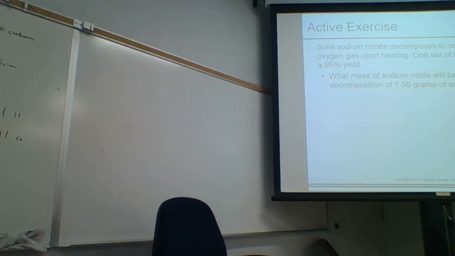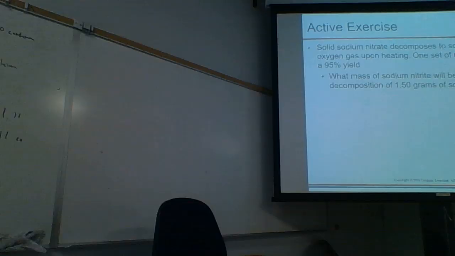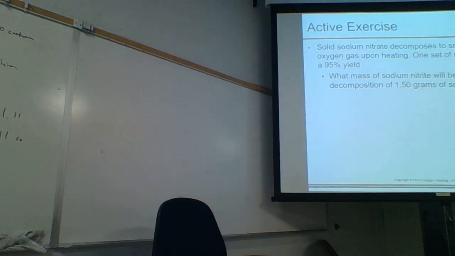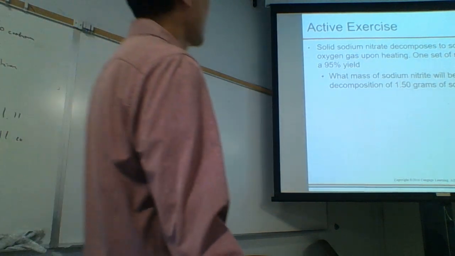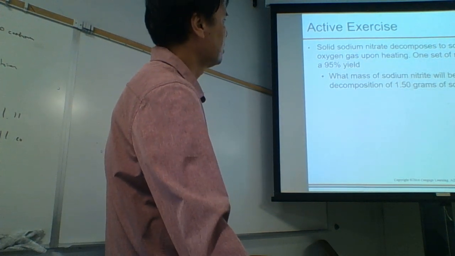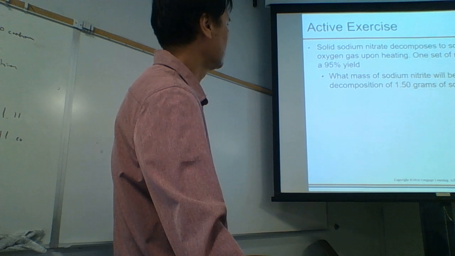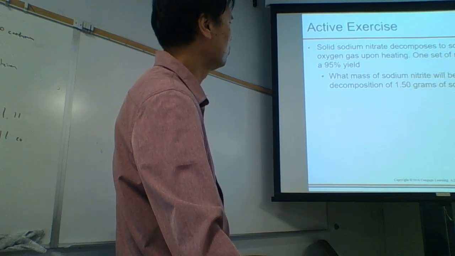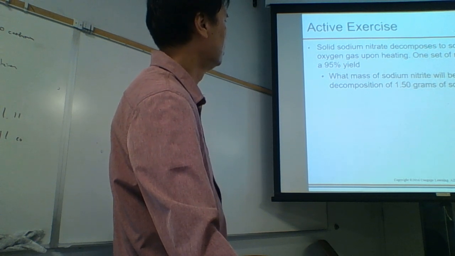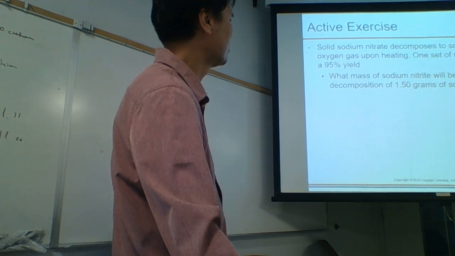Let's take a look at this problem. Solid sodium nitrate decomposes to solid sodium nitrite and oxygen gas upon heating. One set of reaction conditions gives a 95% yield. What mass of sodium nitrite will be produced by the decomposition of 1.50 grams of sodium nitrate?